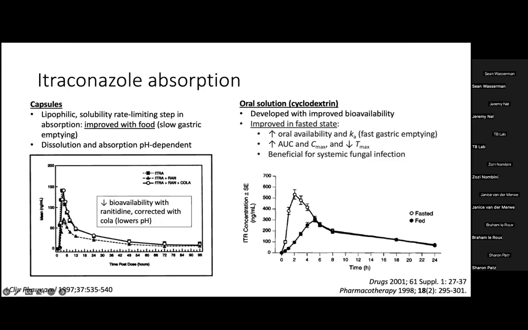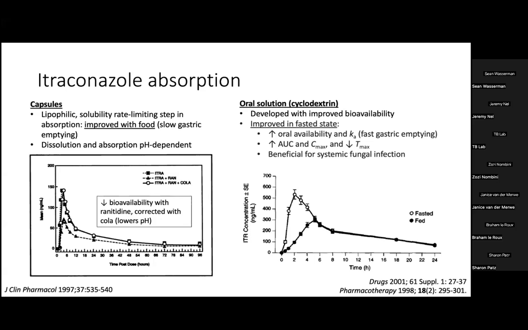The maximal concentration achieved when it was given with ranitidine was much lower. The overall exposure, so the AUC, the area under the concentration time curve, was lower as well. But this was completely abrogated when the patients were given a cola beverage together with the ranitidine and the itraconazole. And you can see that the maximal concentration and overall exposure was exactly the same as when itraconazole was given alone without ranitidine. So clearly pH has a massive effect on the absorption and bioavailability and ultimately exposure of the itraconazole capsules, right?